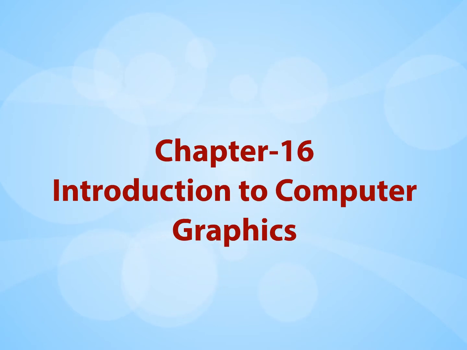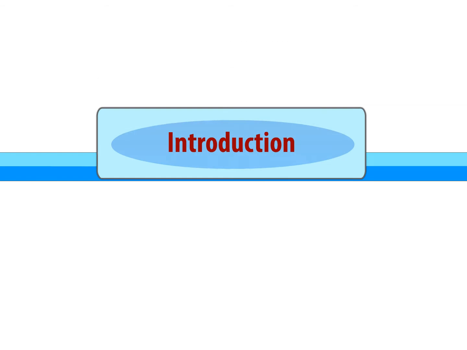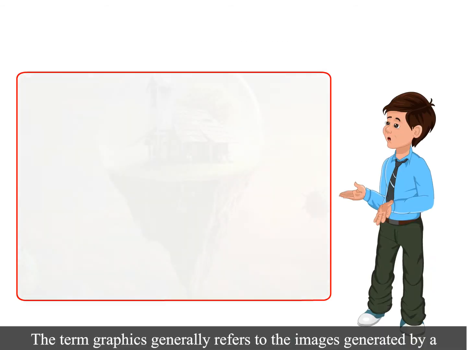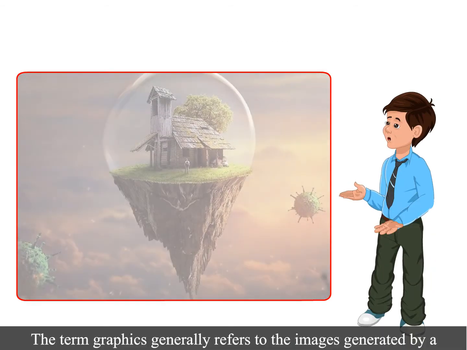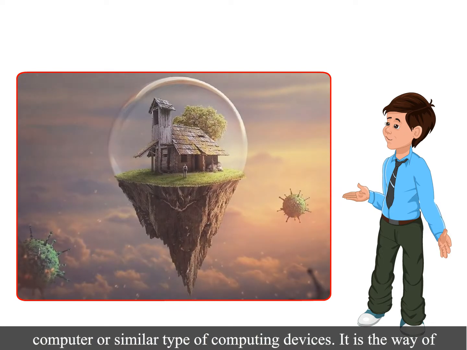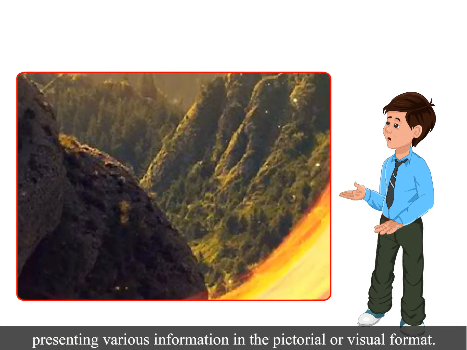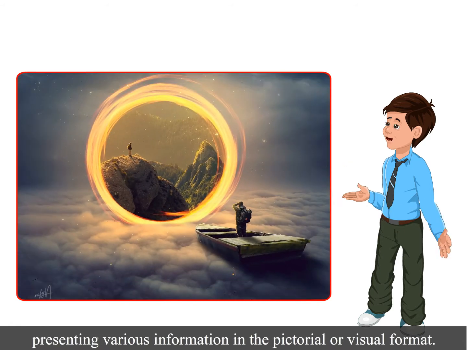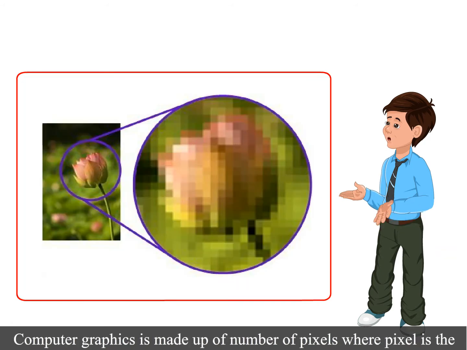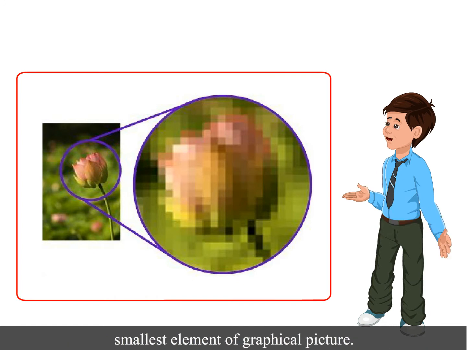Chapter 16. Introduction to Computer Graphics. Introduction. The term graphics generally refers to the images generated by a computer or similar type of computing devices. It is the way of presenting various information in the pictorial or visual format. Computer graphics is made up of a number of pixels, where a pixel is the smallest element of a graphical picture.